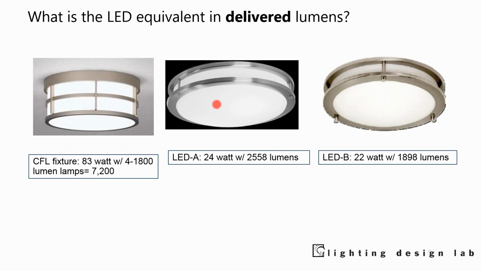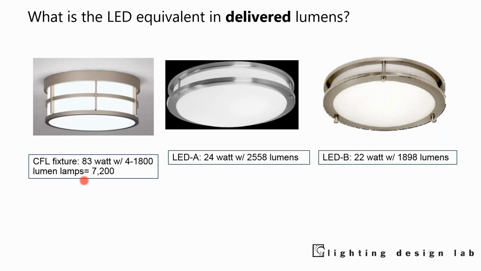Well, we look at this LED fixture, 24 watt, a lot of energy savings, but it's only 2,500 lumens. And here's another one, a little even more energy savings. It's barely 2,000 lumens, not even. So you think neither of these are going to work. But let's look at it a little more closely.